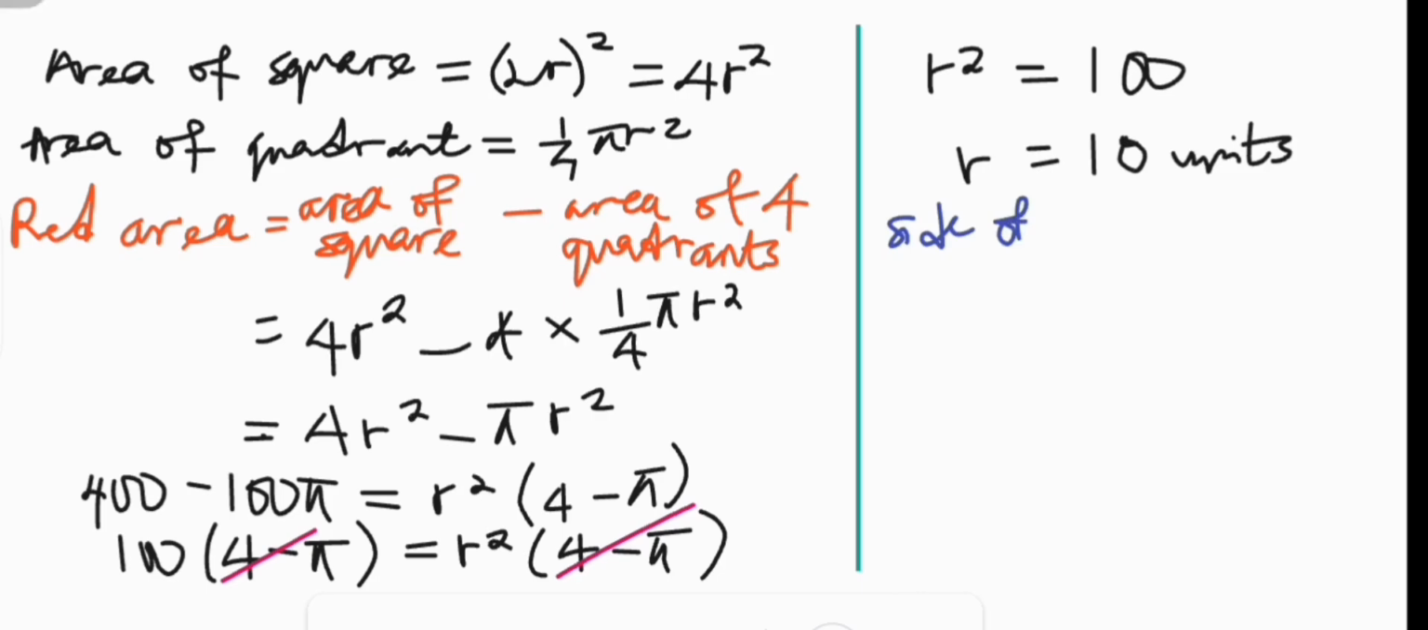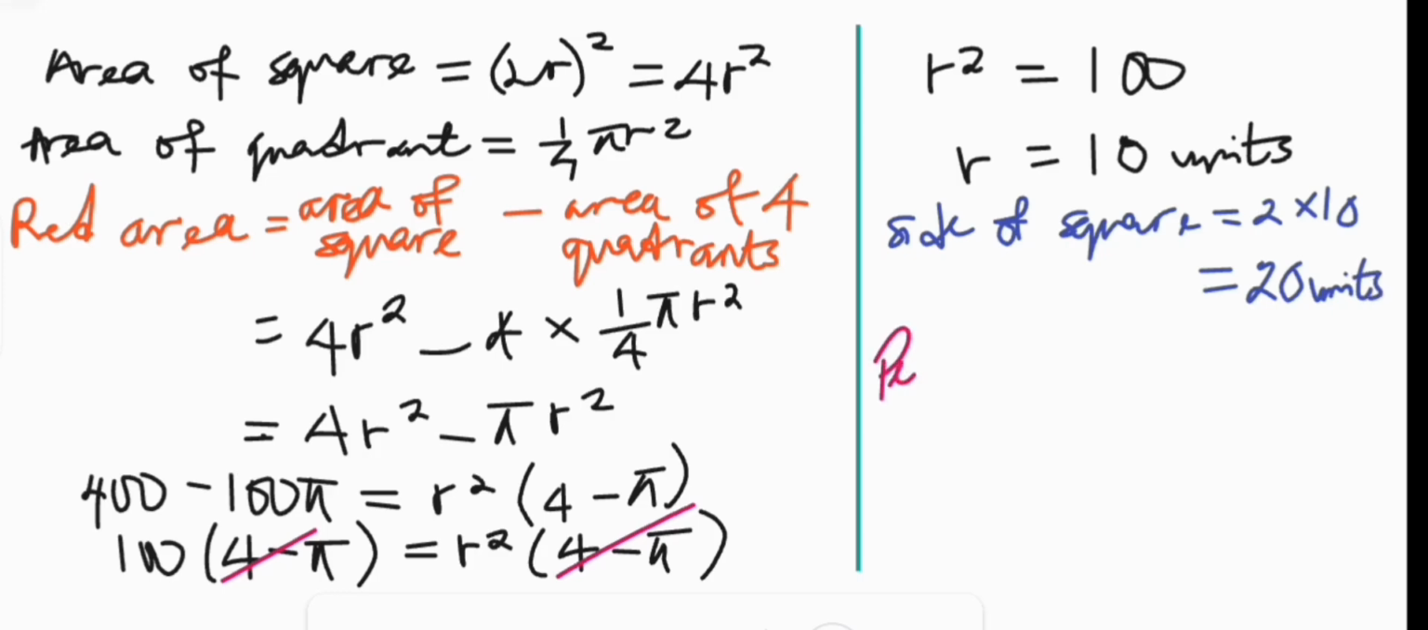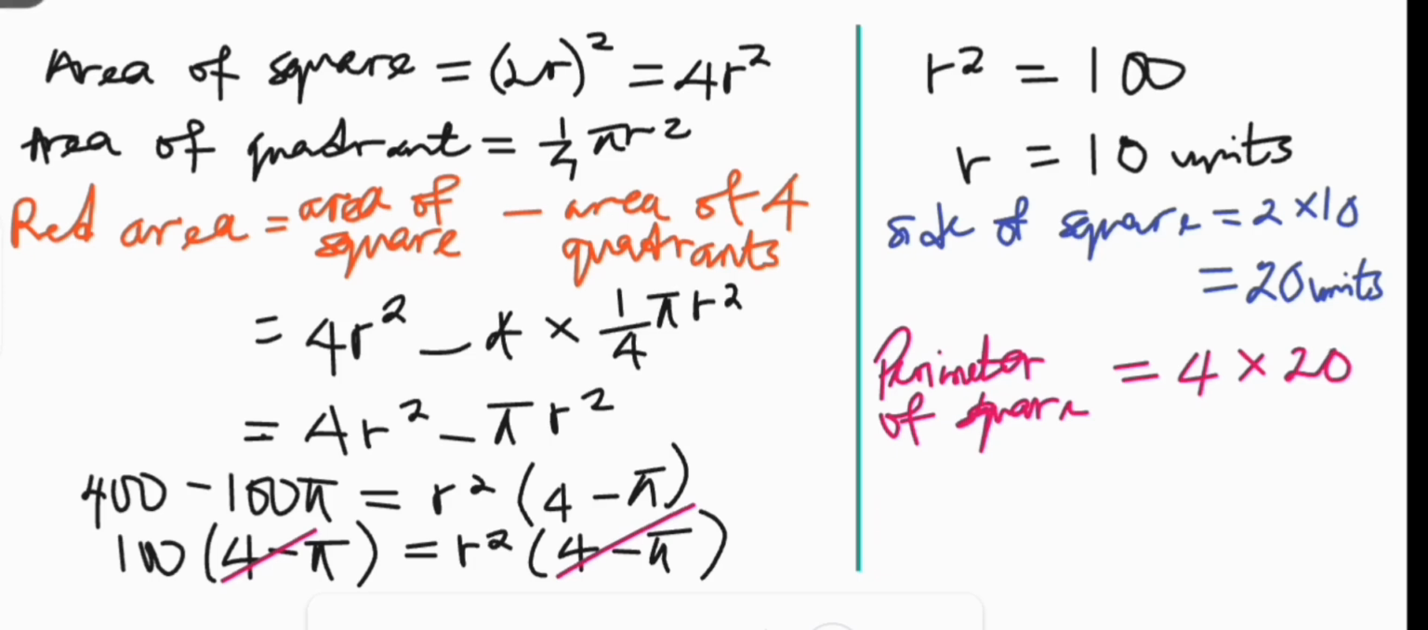If the radius of the quadrant is 10 units, then the side of the square is 2r, and that's going to be 2 times 10 units, which is 20 units. Therefore, the perimeter of the square, which is 4 times the side of the square, will be 4 times 20, and the perimeter of the square is 80 units.